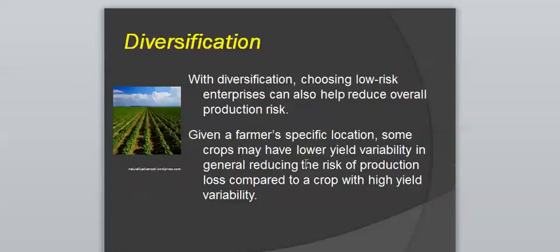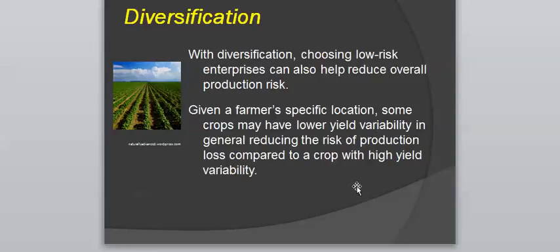With diversification, choosing low risk enterprises can also help reduce overall production risk. Given a farmer's specific location, some crops may have lower yield variability in general, reducing the risk of production loss compared to a crop with high yield variability.